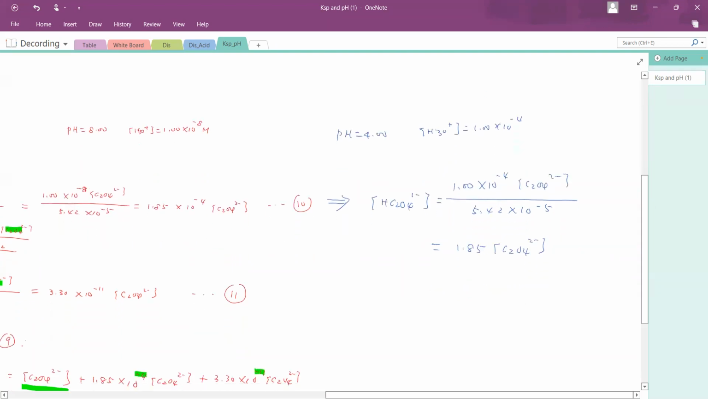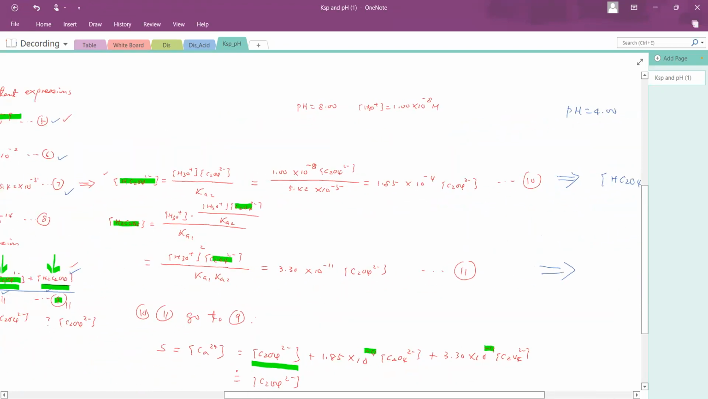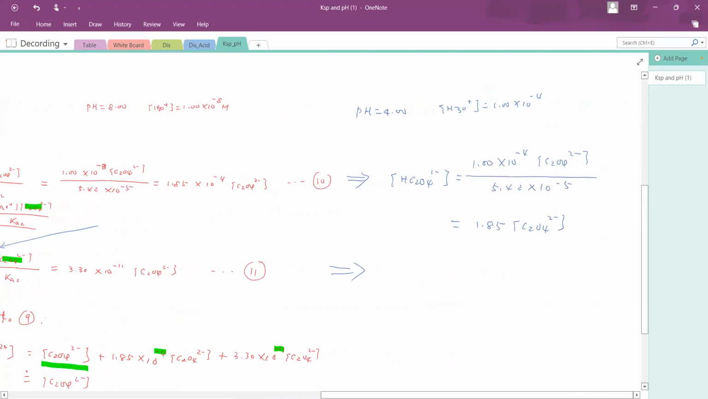The same way from equation 11, you can see, the same way, you just substitute the concentration of pH 4. The same way do that. I'm not going to do that, okay? You can simply check the mass. Oxalic acid equal what? And that one equal 3.30 times minus 3.